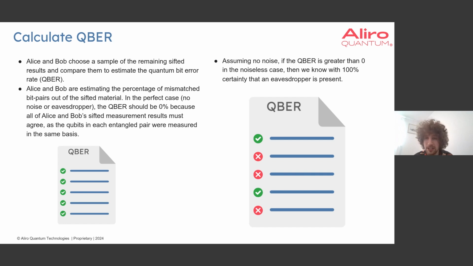Assuming no noise, if the qubit error rate is greater than 0, then we know with 100% certainty that an eavesdropper is present. An eavesdropper has to choose a measurement basis when measuring one of Alice and Bob's qubits. However, Alice and Bob's choice of measurement bases are not sent over the network until after their measurement occurs. This means that Eve will not have the ability to intercept that information prior to her measurement and thus could choose a different measurement basis than Alice and Bob. If Alice and Bob agree on measurement basis, but Eve measures her intercepted qubit in a different basis, then there's going to be a 50% chance that Alice and Bob will receive different bit values, leading to a non-zero qubit error rate. This is depicted in the graphic on the following slide of how an eavesdropper can contribute to qubit error rate.